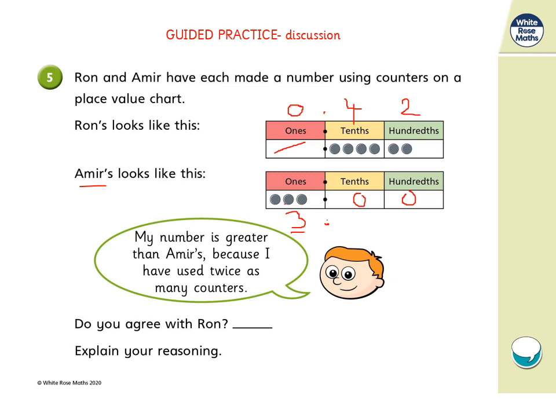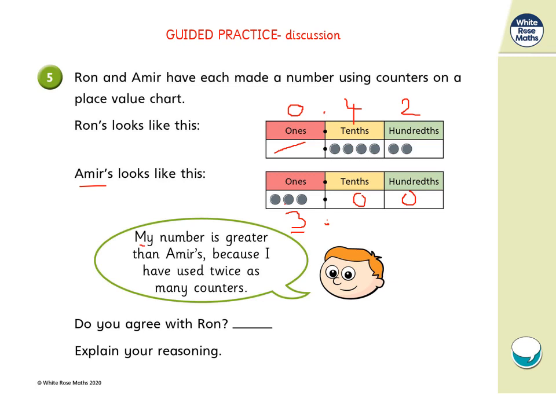Now, Ron is saying my number is greater than Mia's because I have used twice as many counters. Do you agree with Ron? So you should pause this video now. Have a little think. Do you think that Ron is correct?